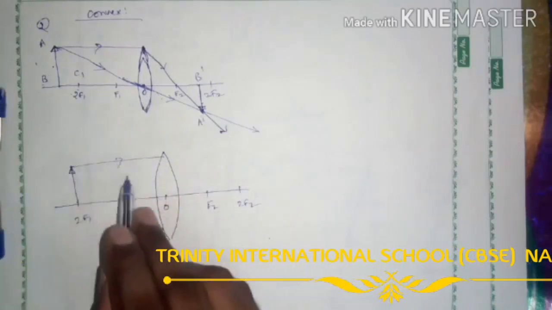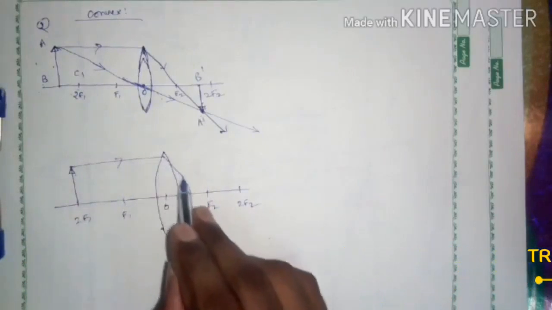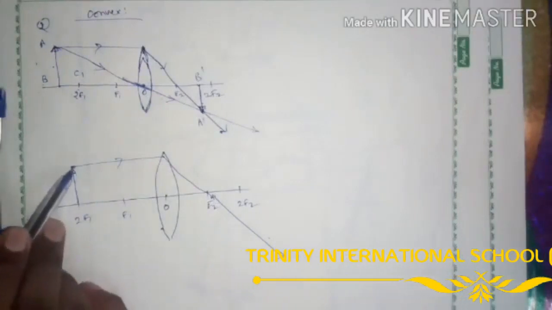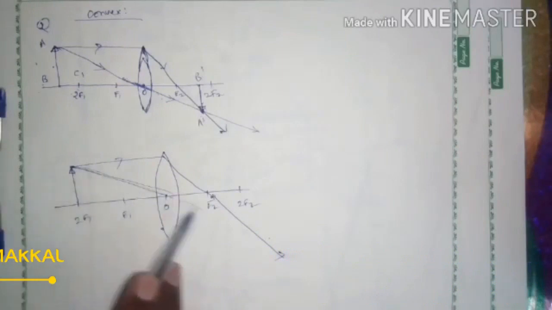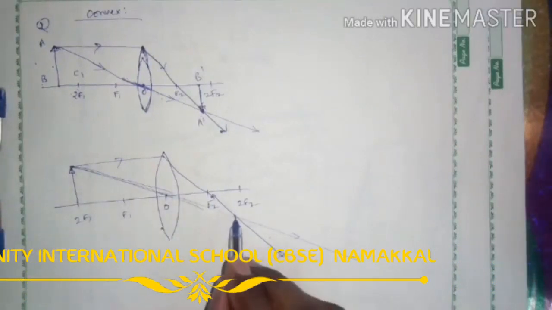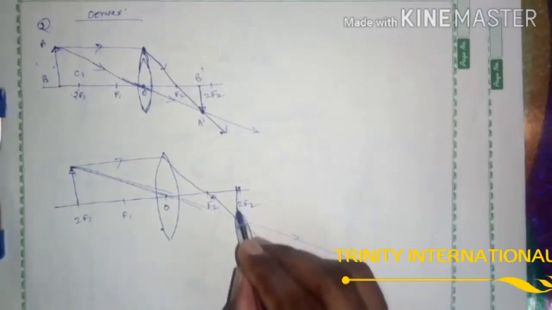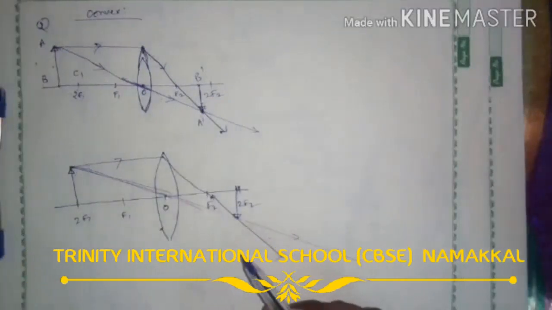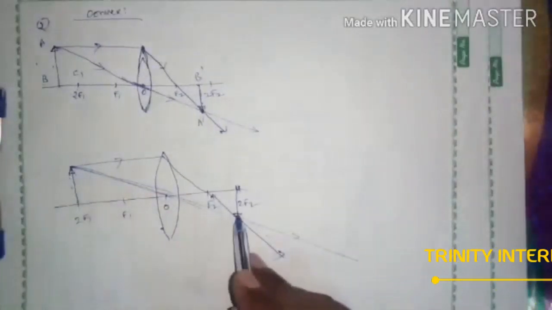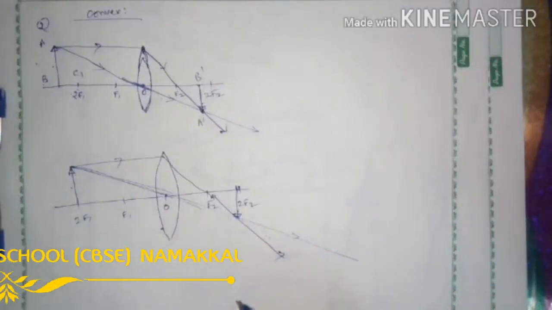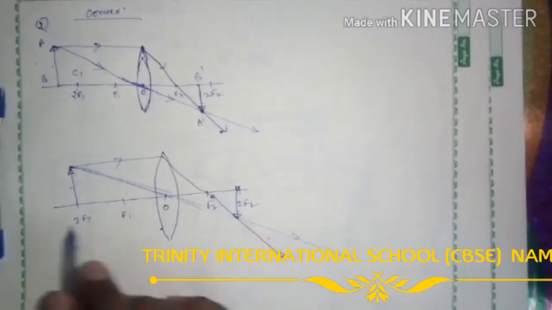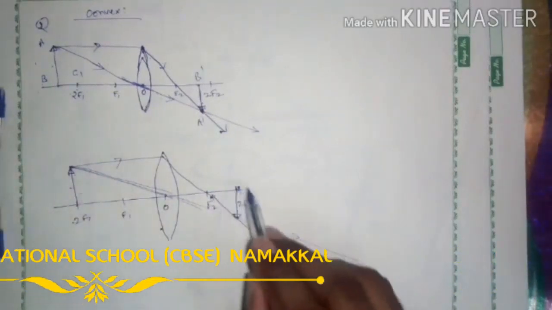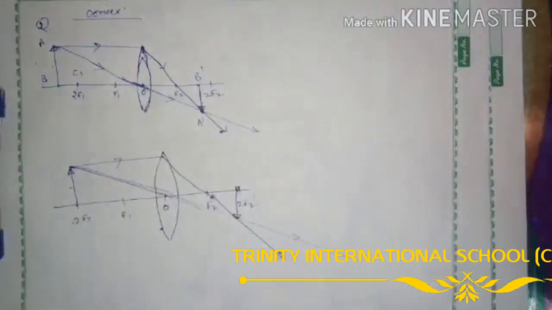The ray parallel to the axis, after refraction, will pass through the principal focus of the lens. The second ray we should take passes through the optical center, so it will emerge out like this. Extend like this and they meet at this point. If you use a scale and pencil and the same angles, the size will be the same and the position will be the same. The object is at 2f1, the image will be at 2f2, and the nature will be real and inverted. So this is in the case of convex.